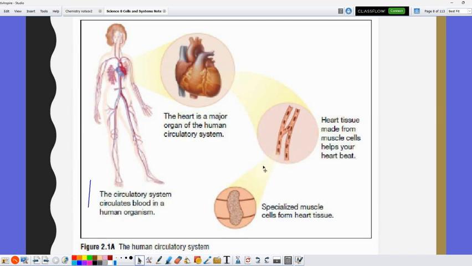The circulatory system has specialized muscle cells that form heart tissue, and heart tissue is made from muscle cells that help your heartbeat. They organize together to become organs, like in this case, the actual heart. And then the heart is part of a circulatory system that involves the heart, arteries, veins, capillaries, and that is the circulatory system.